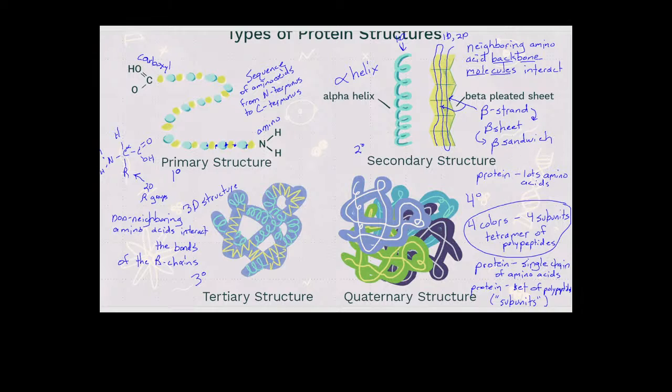However, I should point out that the beta sandwich would be categorized in the next level, because in secondary structure, it's neighboring or very close by amino acids, backbone molecules interacting with each other to form those alpha helices or these beta sheets.